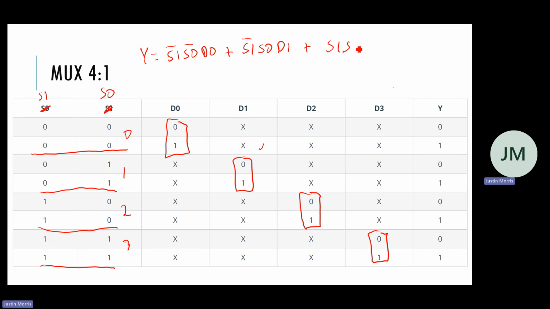And again, S1, S0, and D2. So what do I need S1 to be? S0 is... And then finally, S1, S0, D3. S1 should be 1, S0 should be 1.